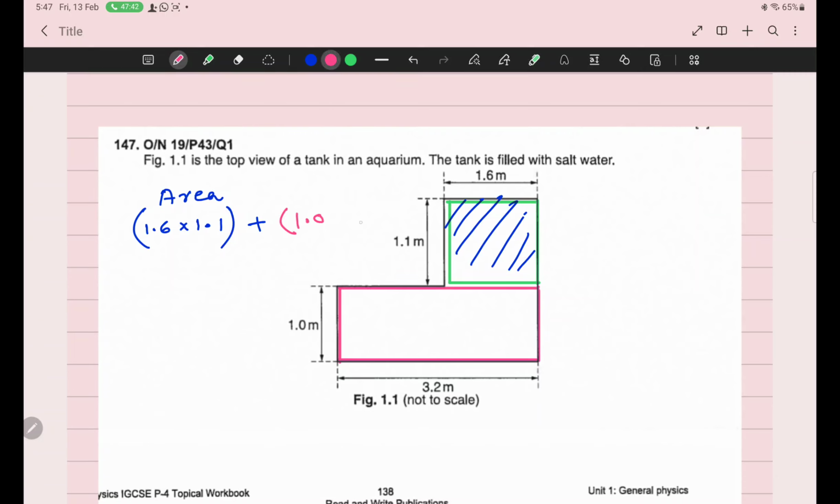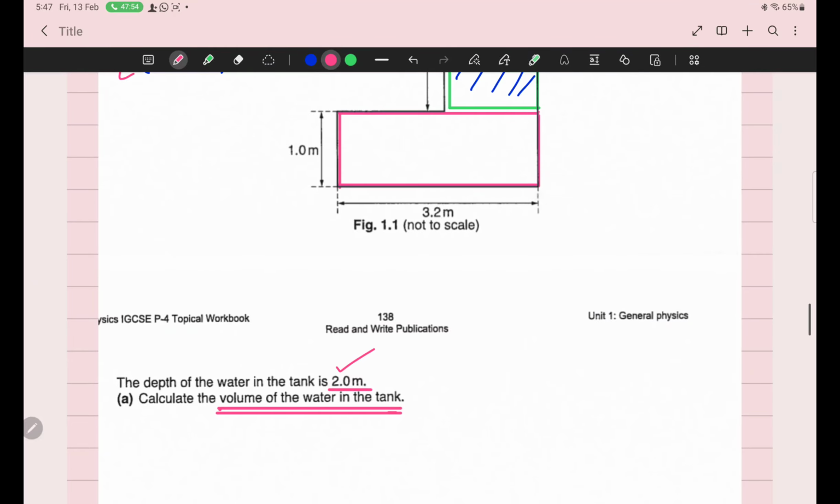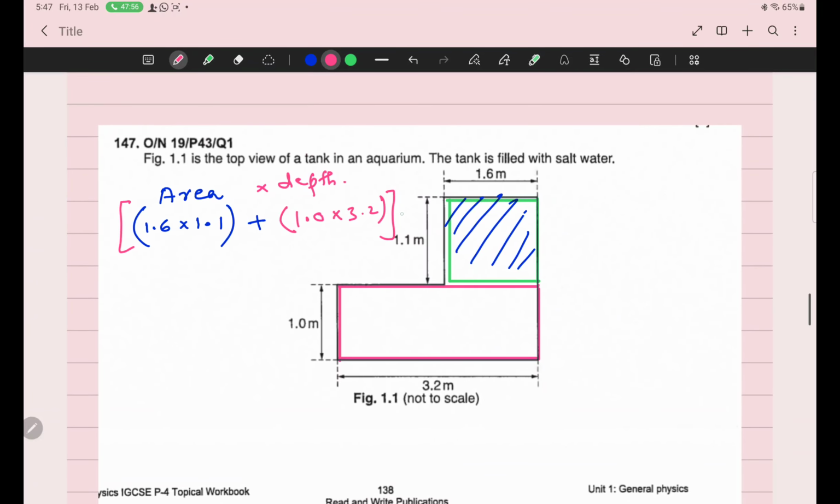Yes, 1.0 multiply 3.2, and it is the area. And now the whole area is multiplied with the depth. The depth of the tank is 2 meter. So area is multiplied with depth. Depth is 2 meter. Now calculate by calculator. If you have a calculator in your hand, can you tell me what is the volume?